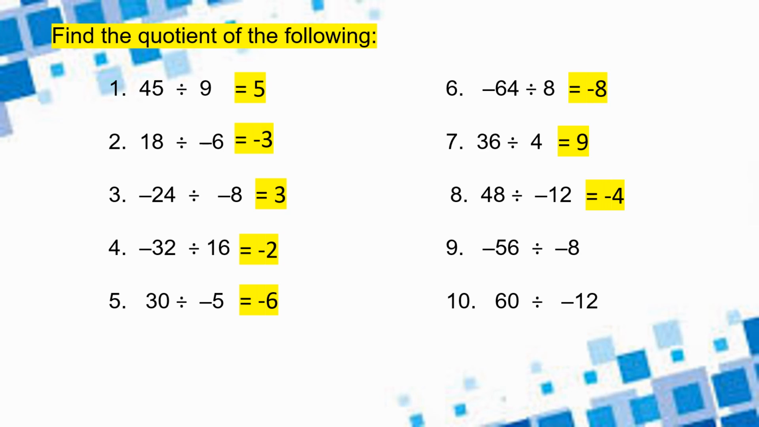Now, number 9. Negative 56 divided by negative 8. Yan. Like signs po. Siyempre, the sign of the quotient is positive. Right? So, anong sagot? 7. Positive 7 po. And of course, the last one, 60 divided by negative 12. Ilang 12 meron sa 60? Right? So, since unlike signs, of course, the sign of the quotient must be negative. Answer? You have negative 5.